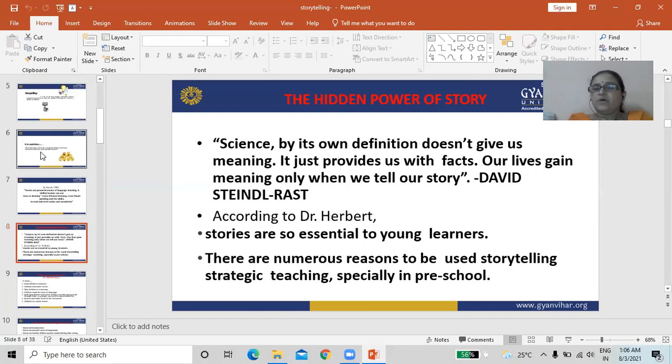The hidden power of story. Science, by its own definition, does not give us meaning. It just provides us with facts. Our lives gain meaning only when we tell a story.